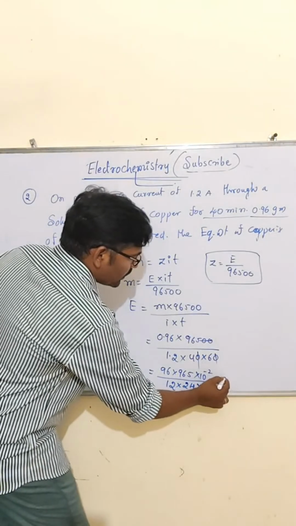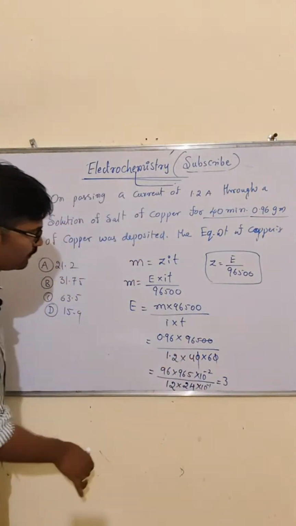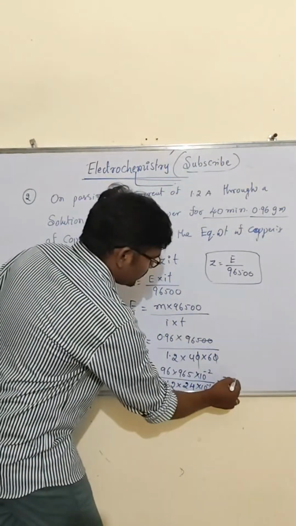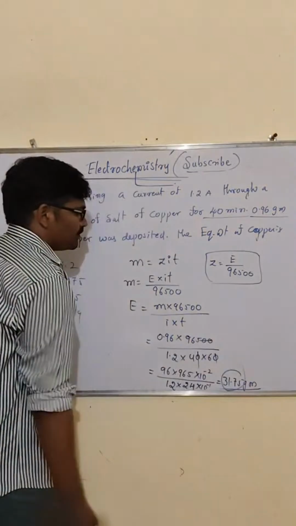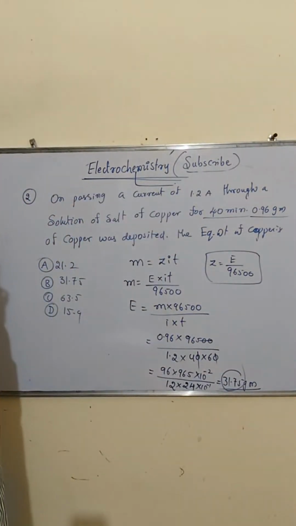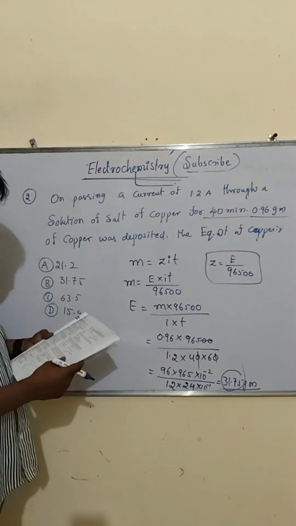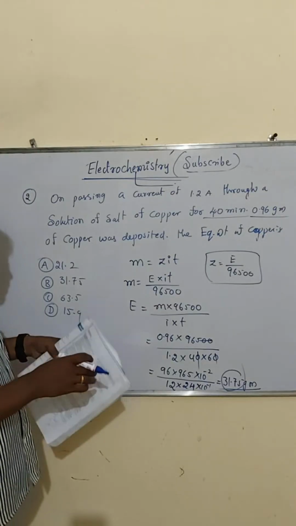So when it is multiplied, then all this if you do, then 31.75 grams you can get, my dear students. So this is the answer for the equivalent weight of substance. Clear? So this question is given in the 2022 July 18.